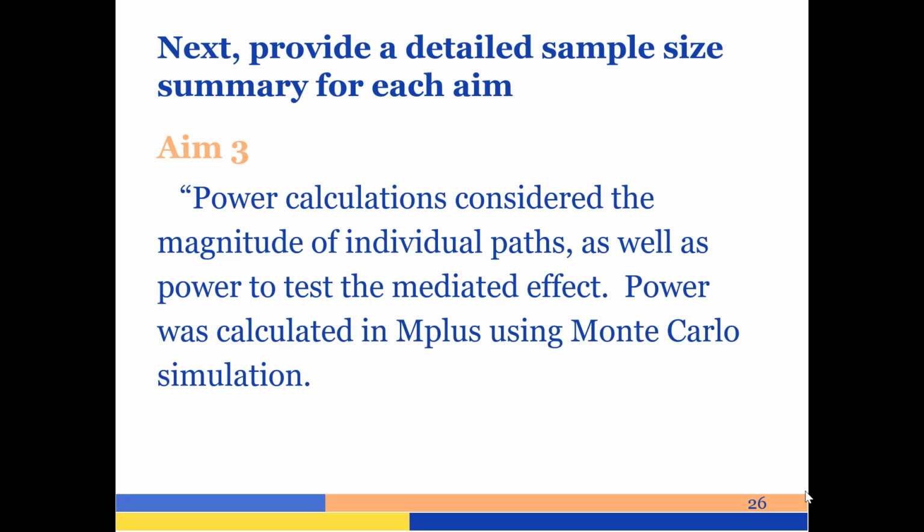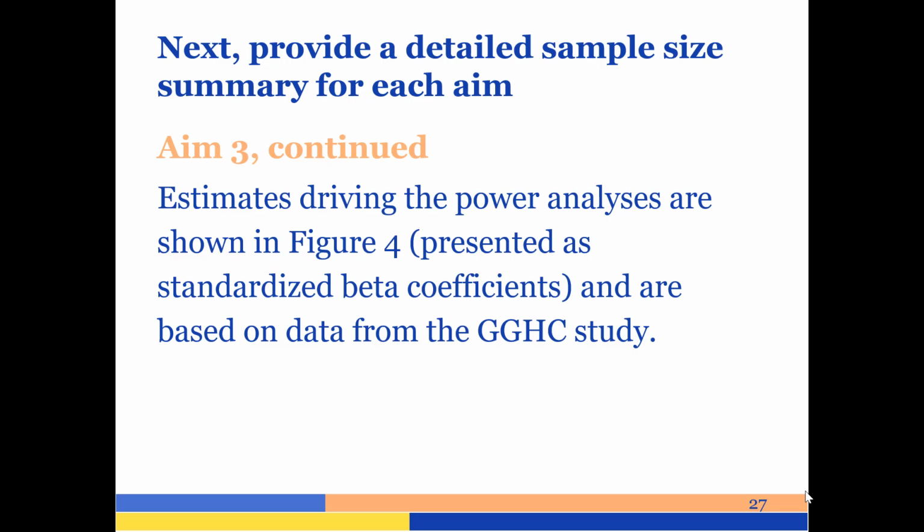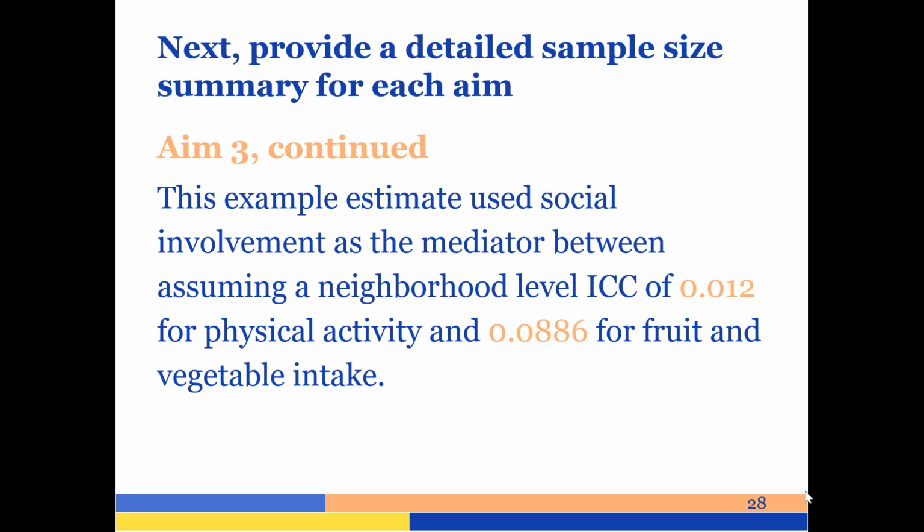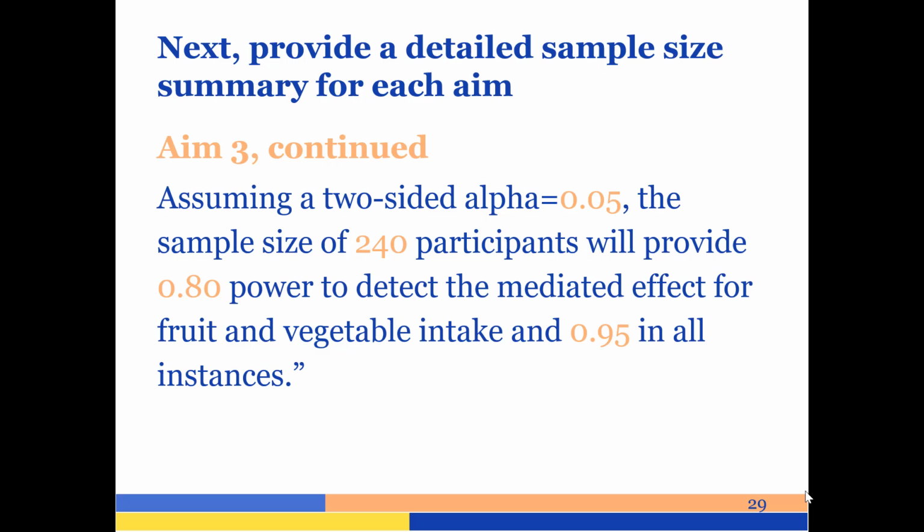Aim 3 begins by giving some background information about the power calculations, including details about the software used. Aim 3 continues by referring to the estimates that drive power analysis and how they are presented. Here, these ICC acronyms stand for intraclass correlation, which is being documented here. Finally, the missing values from our checklist from earlier are provided, including things like type 1 error rate, power, and sample size.